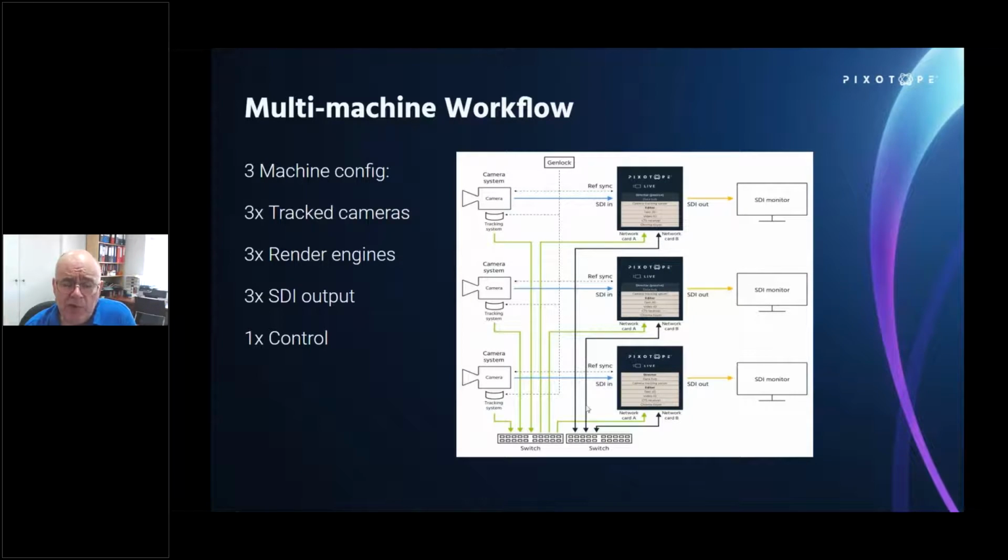So we're going to use a separate network to do that so that we don't put any pressure on our tracking network. We've separated off our tracking data into a separate switch and supplying that individually to the Pixotope engines. Why do we do that? Tracking data is not that big.